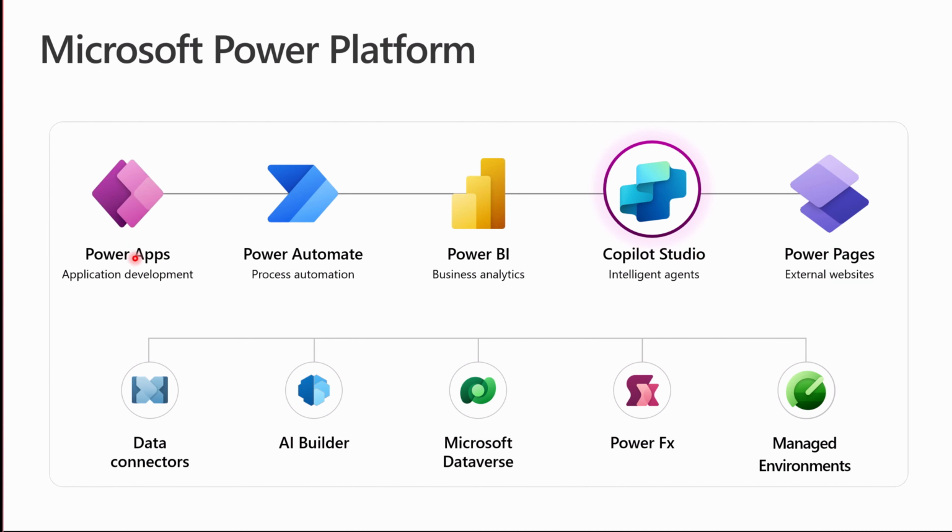Power Apps lets you rapidly develop custom applications with little to no code, and Power Automate streamlines workflows and automates processes across your organization. In Power BI, you get advanced business analytics to visualize and share insight. Power Pages is designed to help you build secure, scalable, external-facing websites. And the game changer is Copilot Studio, where intelligent agents transform how you work.